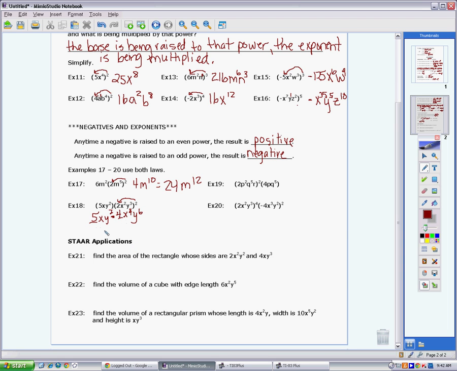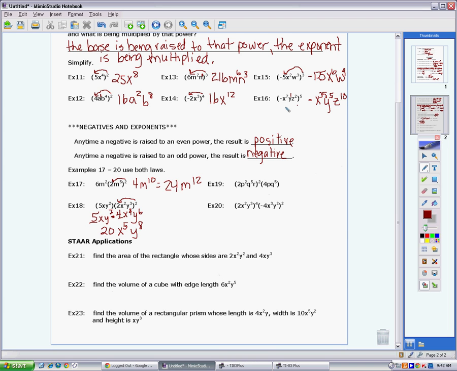So that goes back to our first property. Multiply your coefficients, and I get 20. And I get x and x to the 4th. So add those together, and I get x to the 5th. And y squared times y to the 6th is going to give me y to the 8th. Again, I add my exponents at that point.